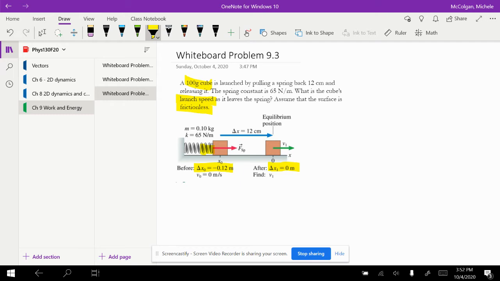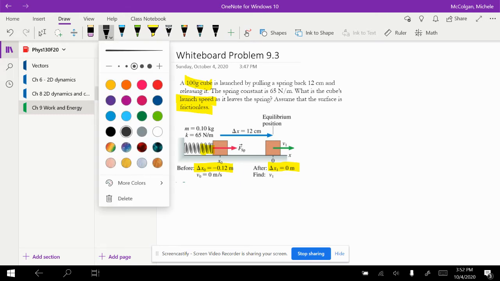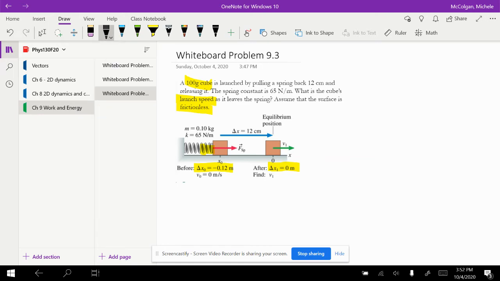So what we're going to do is use the work energy theorem. Let's think about our free body diagram. We have the force of the normal and the force of gravity, and they're equal, right? And then we have the force of the spring, which is the spring acting on the block.